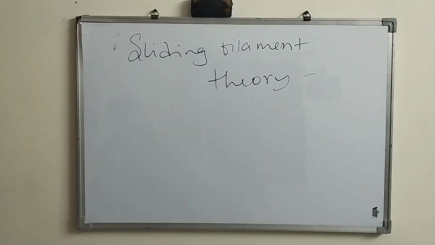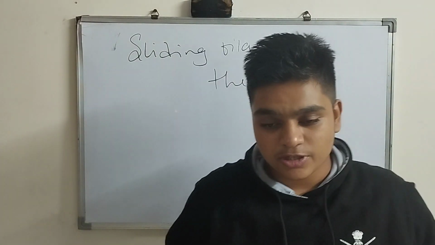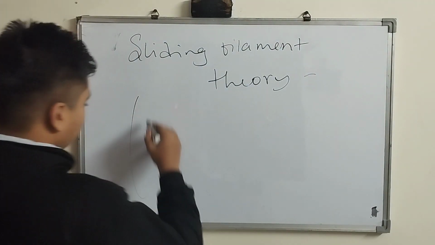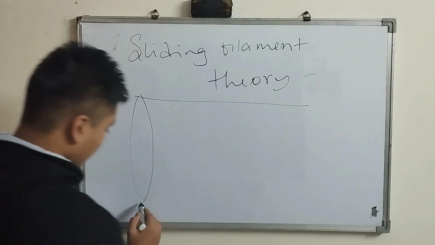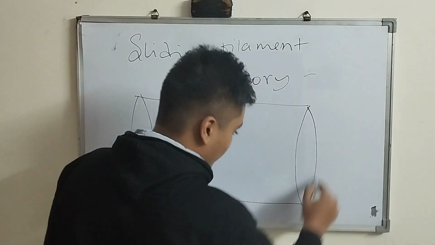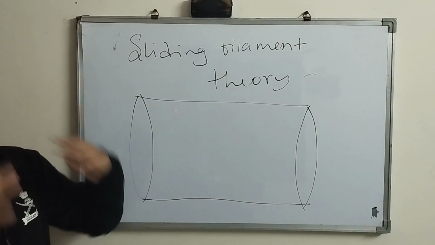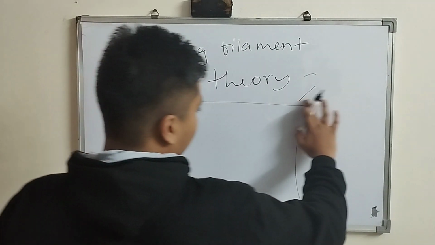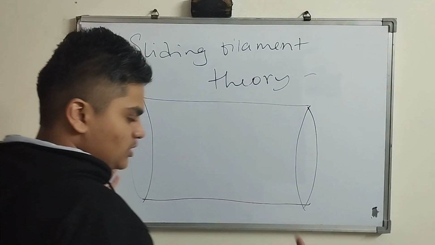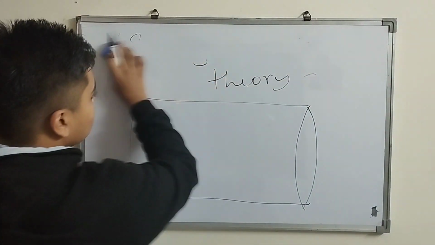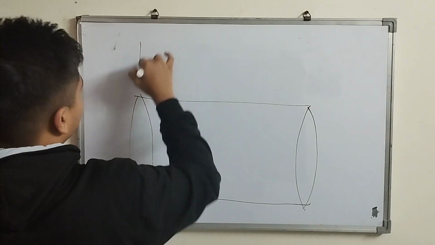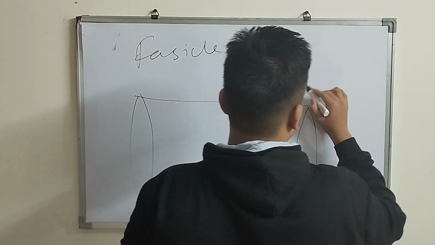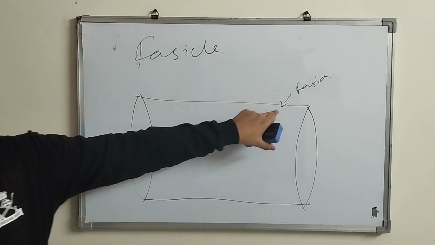Before seeing the sliding filament theory, we have to understand a little concept. Actually, we have muscle. I'm taking this as a muscle bundle, not a muscle. This is actually a muscle bundle, and all these bundles together form a muscle. I hope you know the fascia and fasciculi. Muscle bundle is also called fasciculi, or fascicle. The outer covering of the muscle is called fascia.